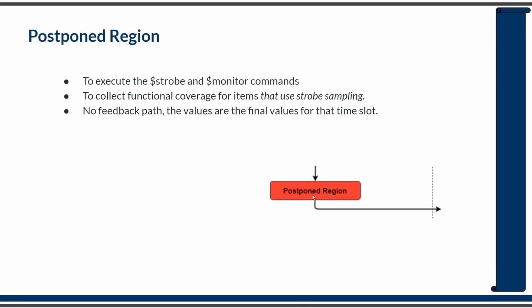And also the functional coverage will be collected in the postponed region if it is using the strobe sampling option. By default it will not be collected in the postponed region, but if you explicitly want to specify the functional coverage items to be collected from the postponed region, you can set the coverage option while writing the coverage, saying type_option.strobe is equal to 1, and in that case the functional coverage will be collected from the postponed region. So these are the functionalities that happen in the postponed region.